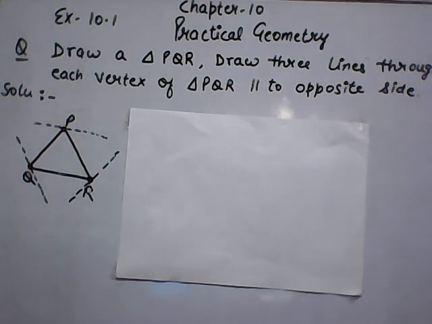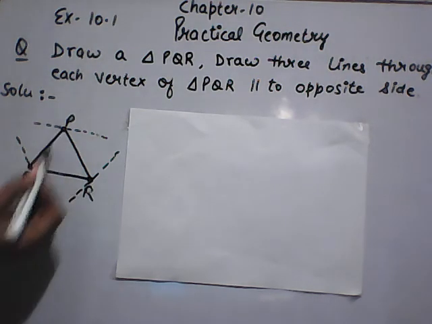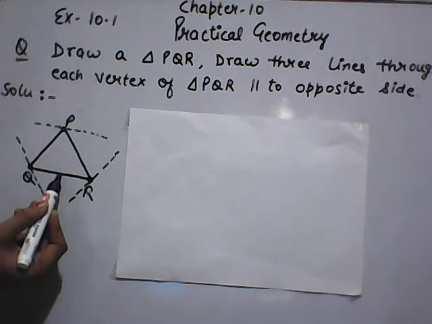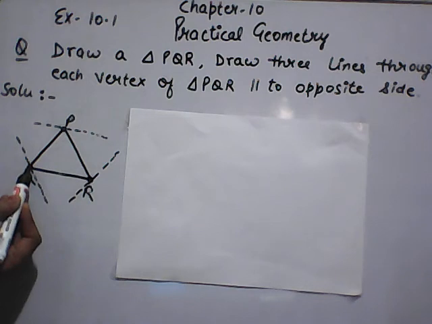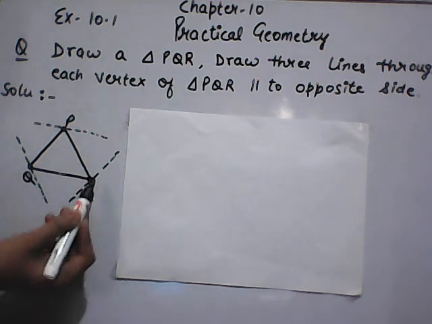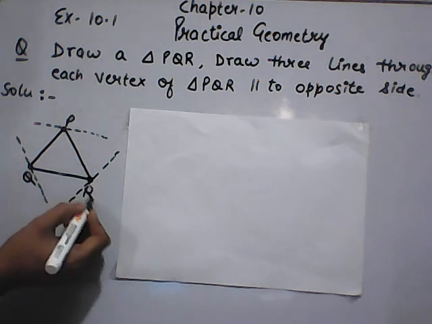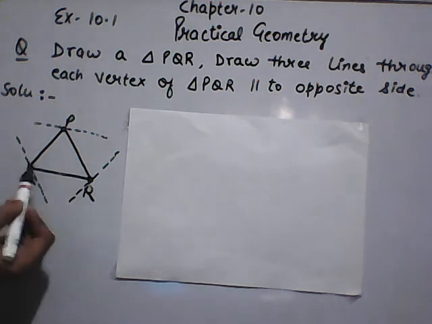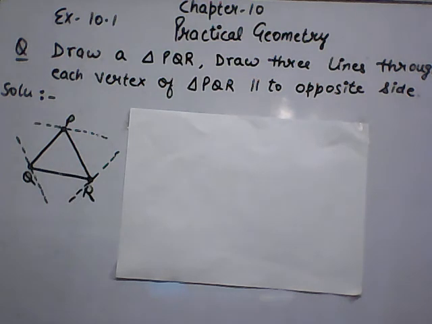In this way, you have to draw 3 parallel lines through each vertex. At point P, it is parallel to the opposite side QR. You have to draw a line at vertex Q which is parallel to the opposite side PR. You have to draw a line at vertex R which is parallel to the opposite side of vertex R, that is PQ. In this way, you have to draw 3 lines parallel to the opposite sides. Let's draw with the help of compass and the ruler.